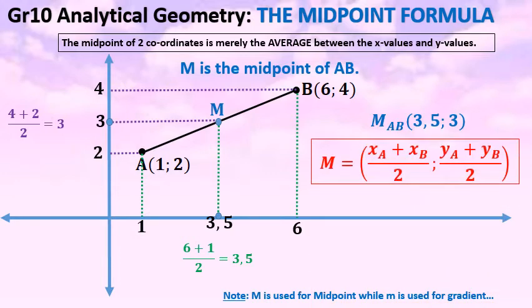So if we find the average between two x values and the average between two y values, we get something called the midpoint formula, and that is in red. Write it down, please.